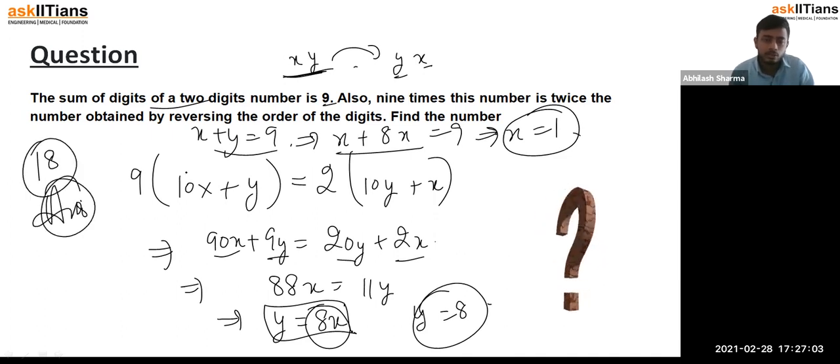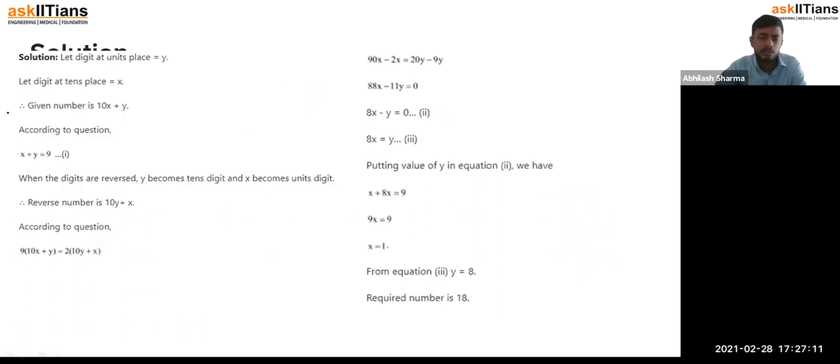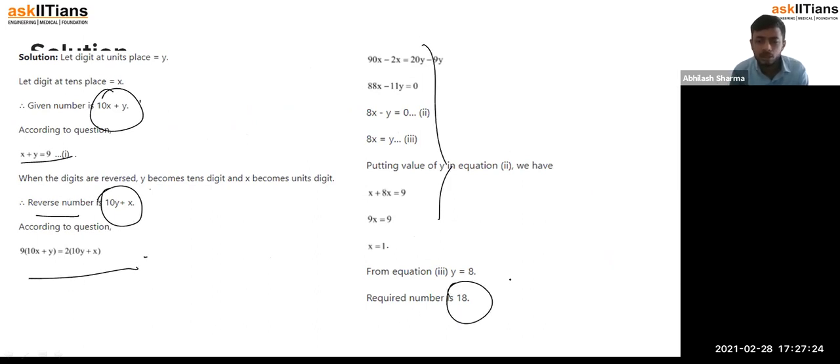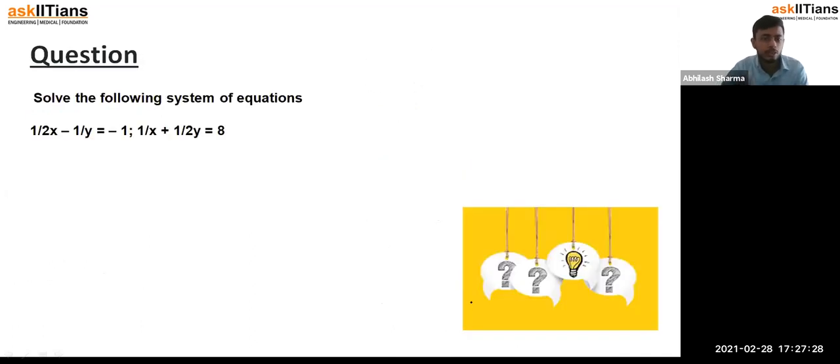I hope this was clear, how we converted the given word problem into a pair of linear equations and solved it pretty easily. Let us have a look at the answer as well. They have done the same thing. x plus y is 9. After reversing, the number is this; earlier, the number was this much. They formed the equation, solved it, and finally got the answer 18. Now let us have a look at another question.